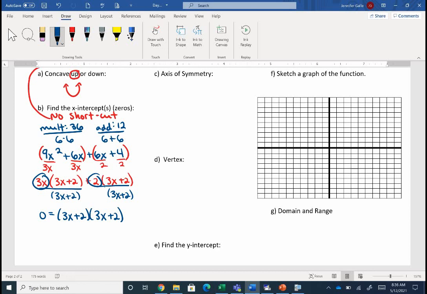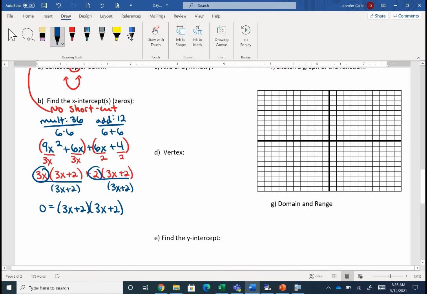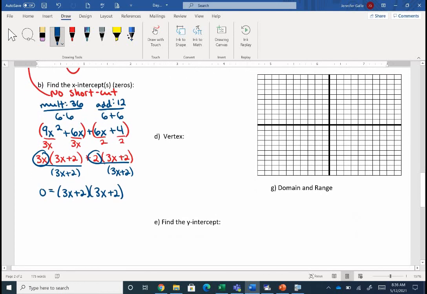So if you get the same thing twice, guys, you only need to solve it once. You only need to set it equal to 0 once. If you're just in that habit of setting both sets of parentheses equal to 0, you can, but it's just the same thing twice. Don't put yourself through the extra work.